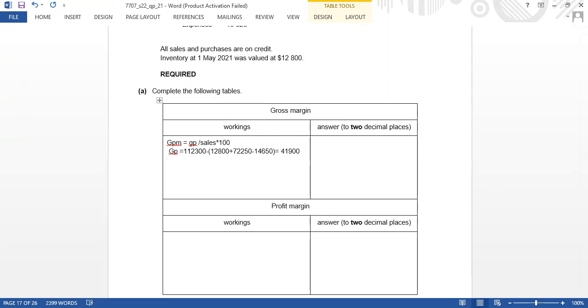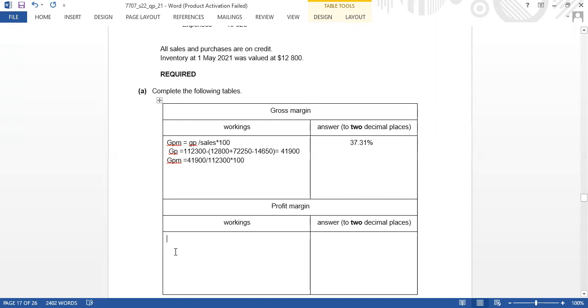Now we'll calculate gross profit margin by 41900 divided by 112300 multiplied by 100. That will give us 37.31%. We have to write our answer to two decimal places, not one decimal place, not three decimal places. Only to two decimal places.